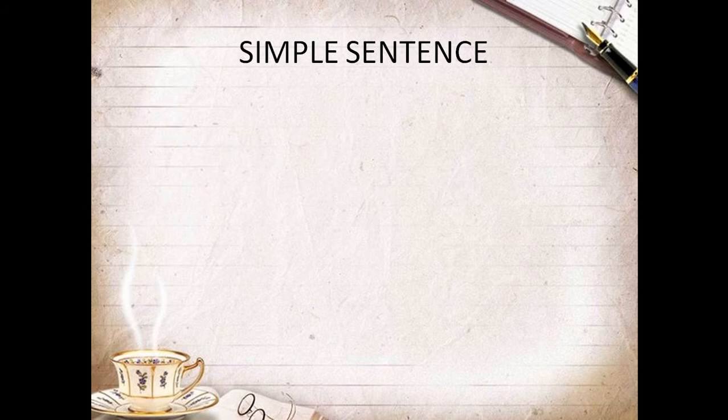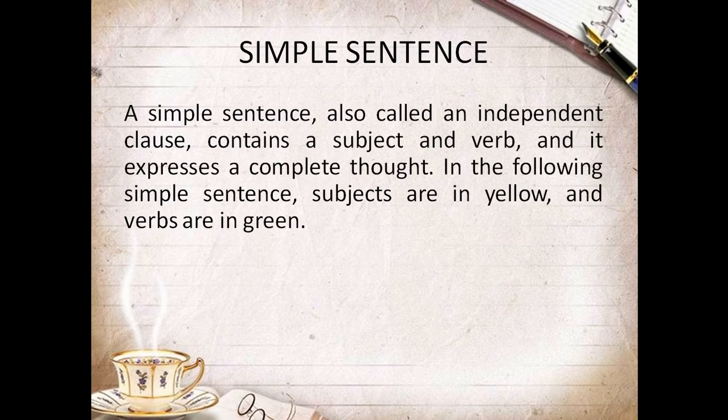At first is the simple sentence. A simple sentence, also called an independent clause, contains a subject and a verb, and it expresses a complete thought. In the following simple sentences, subjects are in yellow and verbs are in green.